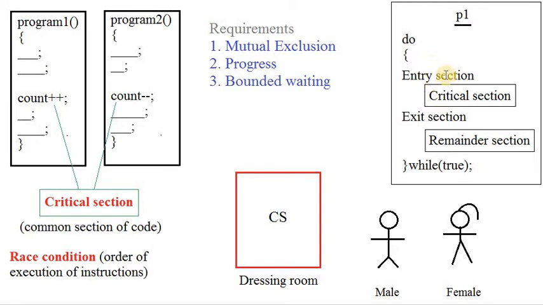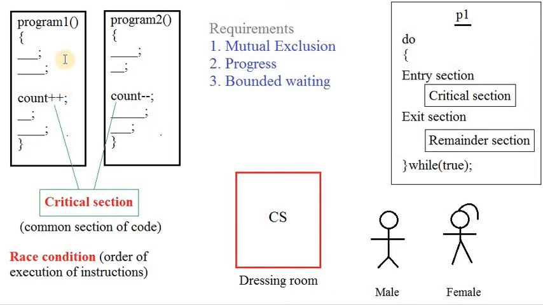In this entry section, we will have a flag bit. That flag bit checks the availability of the critical section. That means based on the flag bit value, you are going to be allowed into the critical section. Suppose these are two programs, and count plus plus and count minus minus are in the critical section, right? So before count plus plus, I will include an entry section, a small set of code, and after count plus plus, I will include an exit section. Here also, the entry section will be before the statement and the exit section after the statement.